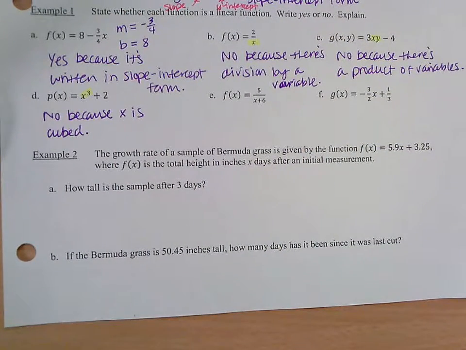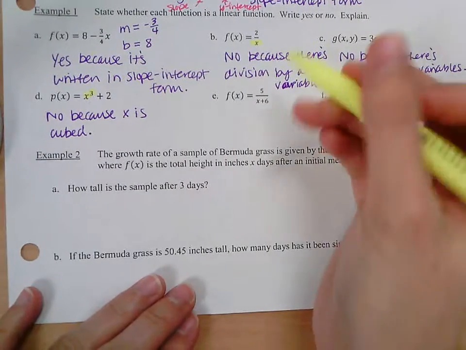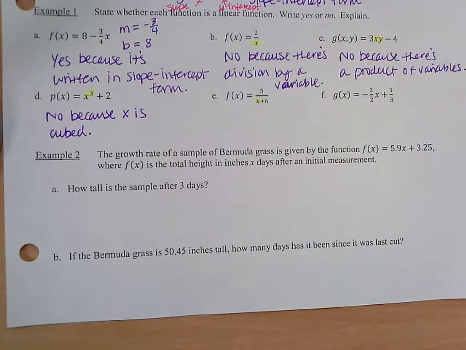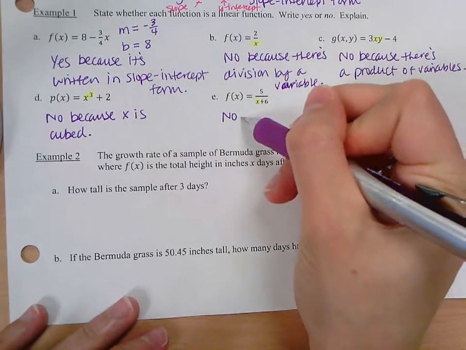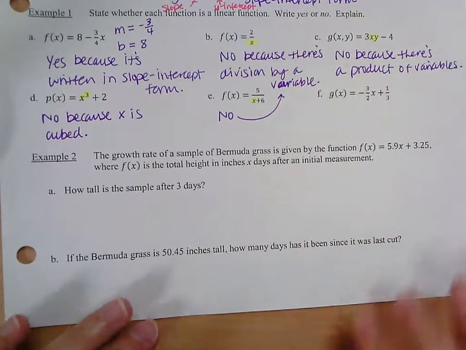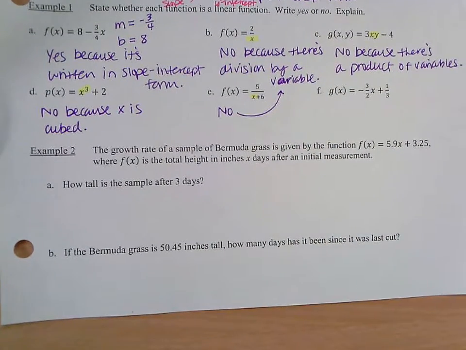E, 5/x plus 6. Linear, yes or no? You heard a no, why not? Yep, divide, there's that variable, so same as B. I'm just gonna kind of do this because it's notes. Don't do that on a test, but with notes, same reason, no, because there's division by a variable. Division by a quantity that has a variable in it.